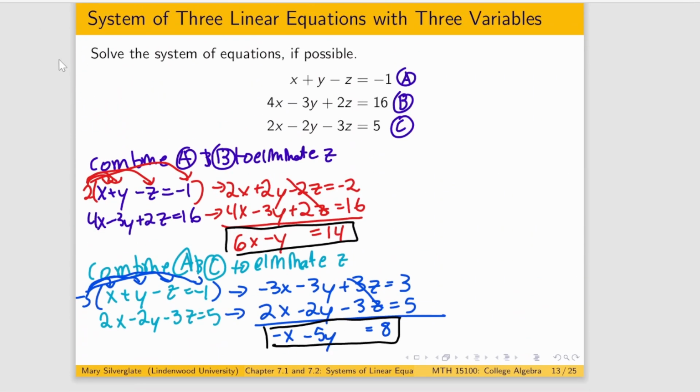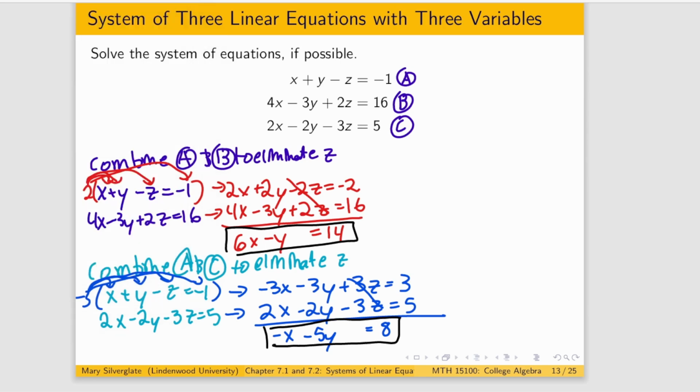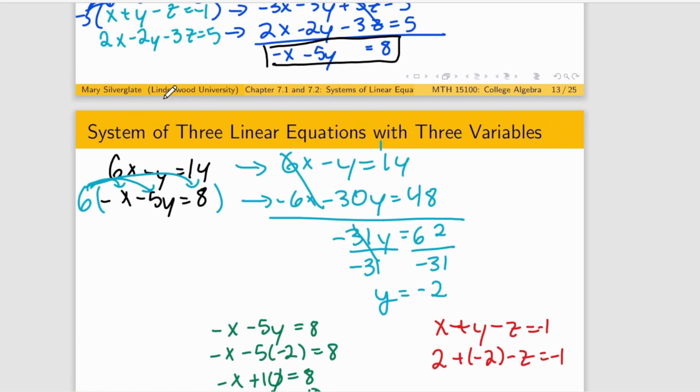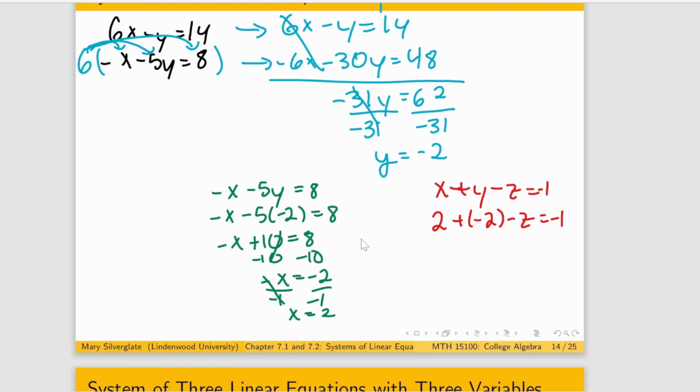Now we have to go back to the original in order to then solve for z. So I'm just going to pick the first equation. So we have x plus y minus z is negative 1. So we have x is 2, y is negative 2, minus z, and that was a negative 1. Right, it was negative 1. 2 plus negative 2 is 0. Divide by negative 1 on both sides, so z is equal to positive 1. So our final solution is 2, comma negative 2, comma positive 1.